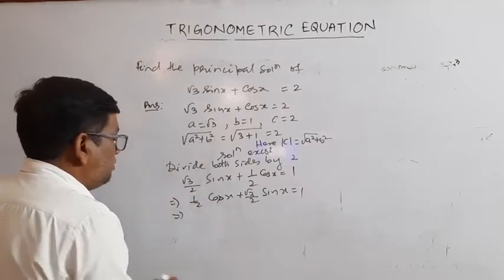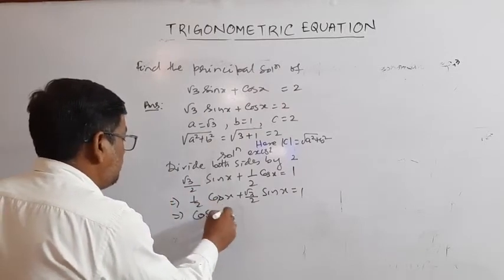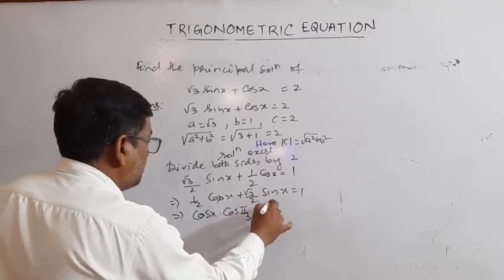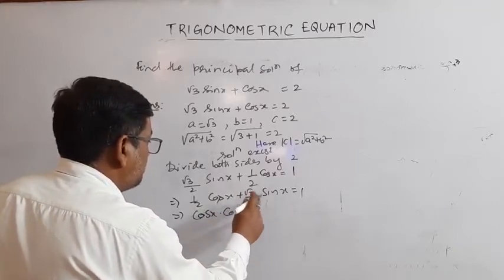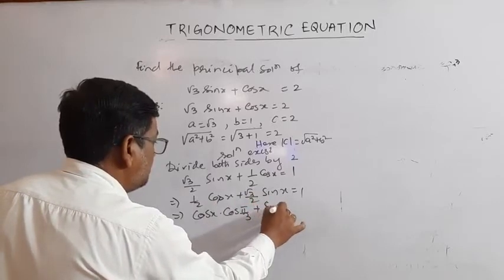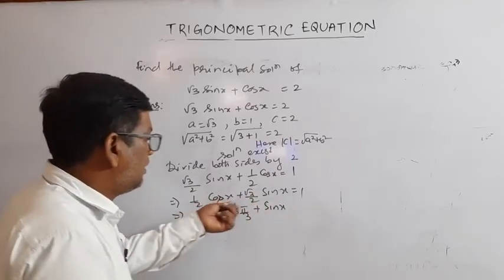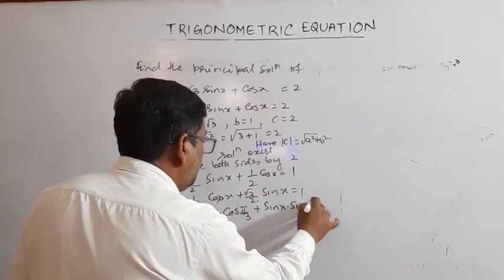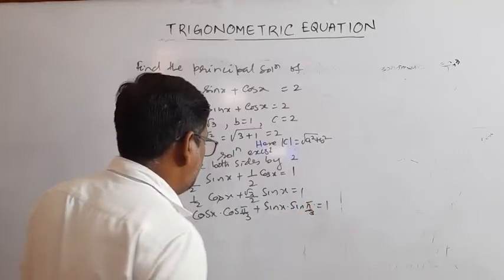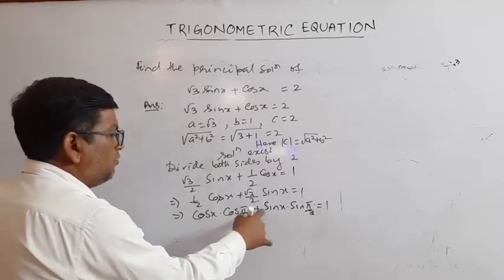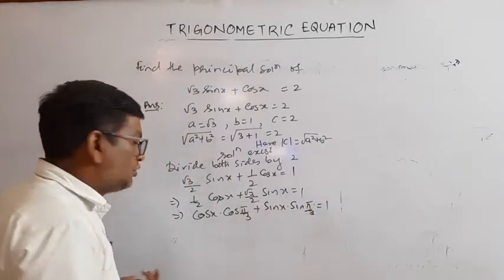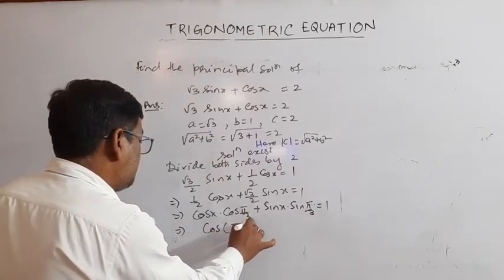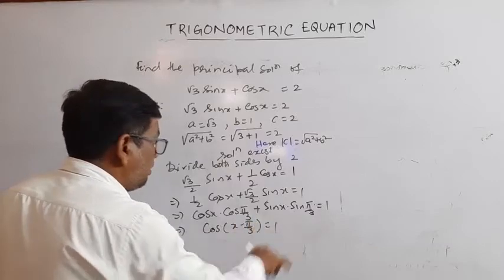That is cos x cos pi by 3, which means 60, half, plus sin x, and sin of the angle root 3 by 2, that is 60. So sin pi by 3 is equal to root 3 by 2. So cos a cos b plus sin a sin b is cos of a minus b, so cos of x minus pi by 3 is equal to 1.